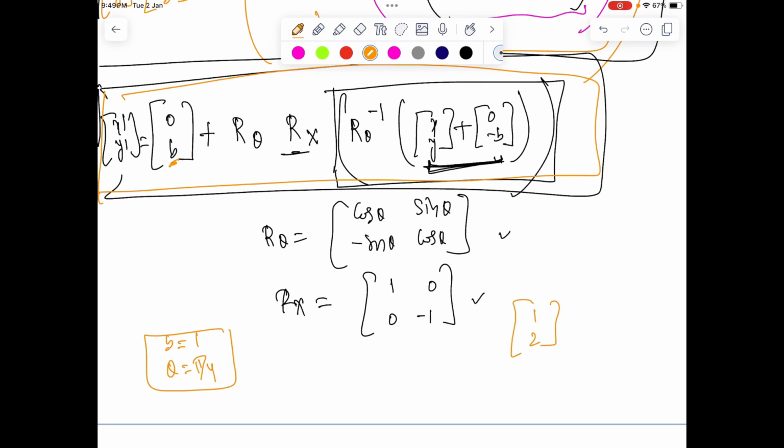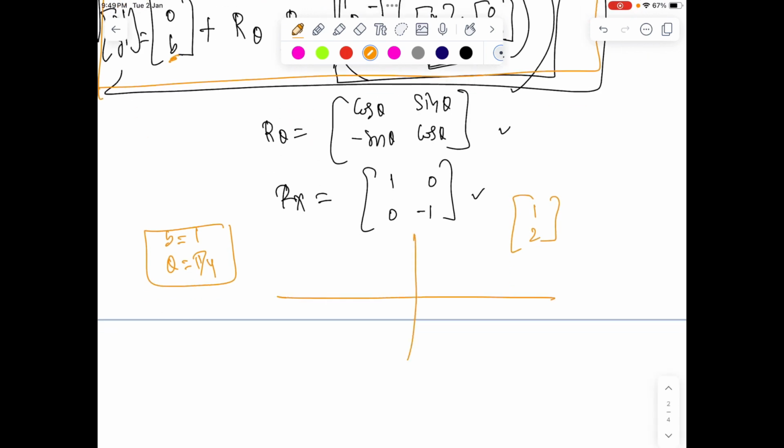In that case, you will be asked to calculate the output of the function, let's say for 1 comma 2. This problem basically boils down to b equals 1 meaning intercept 1, theta pi by 4 meaning the angle is pi by 4. So the equation of the line is y equal to x plus 1. So basically the question boils down to the output x dash y dash being nothing but the reflection of 1 comma 2 in the line y equal to x plus 1, right?